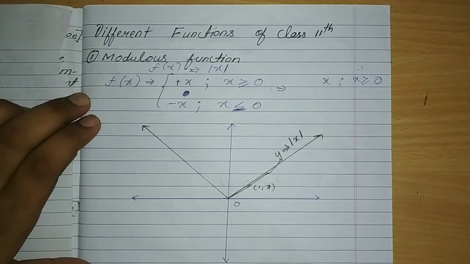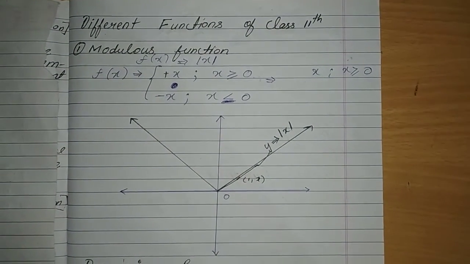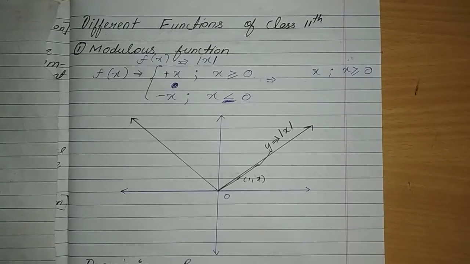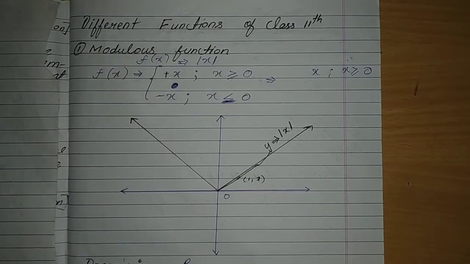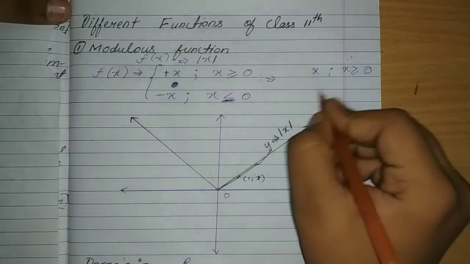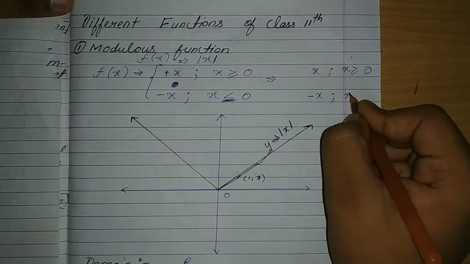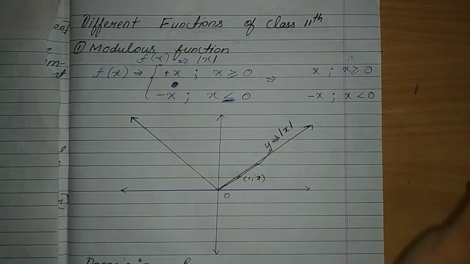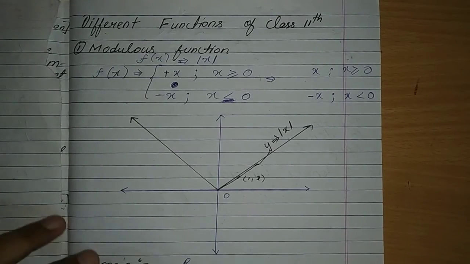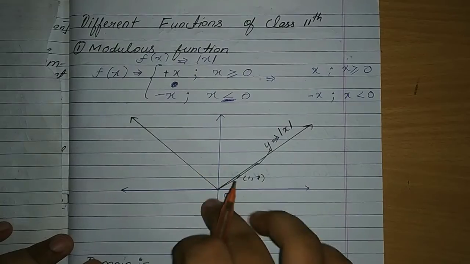I think visibility little bit there is a problem. Wait guys, let me adjust my camera so that you will be able to see it much more clearly. Okay, so if x is positive then it is greater than or equal to 0, x is negative then it will be less than 0. Is that clear?